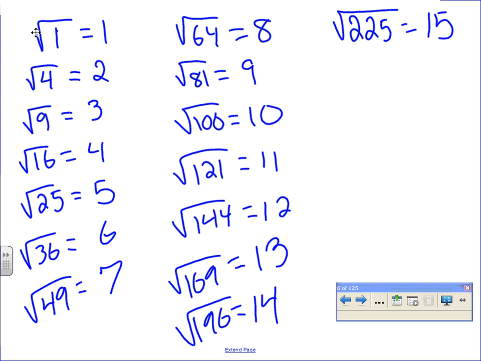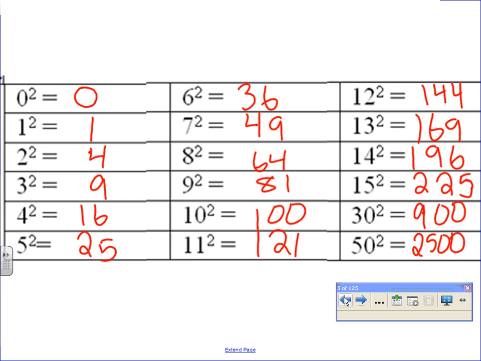Any questions on those? So I want you to make sure you know the list both ways. Now, yes, we could keep going. We could go 16 squared, 17 squared, 18 squared, etc. We could keep going, but we're not going to. Ben? Go ahead.